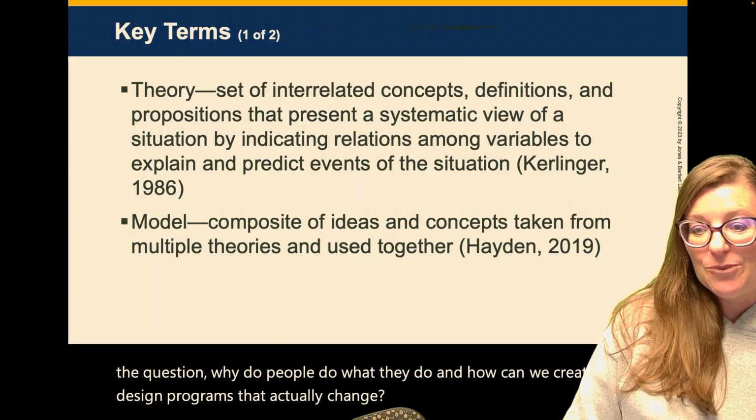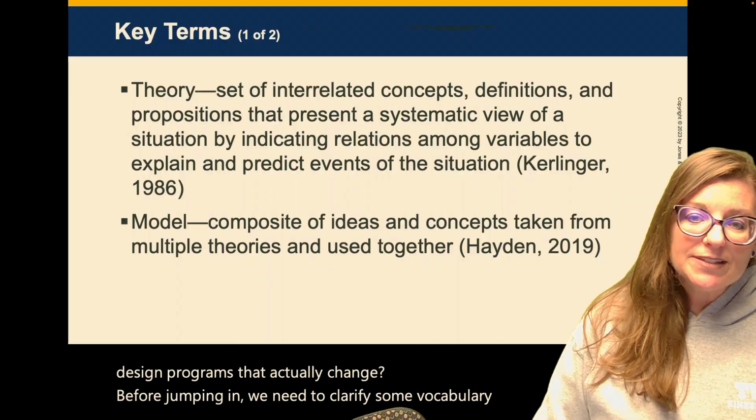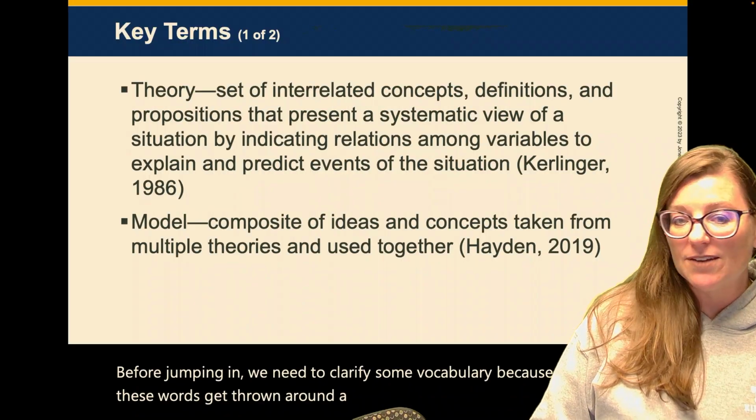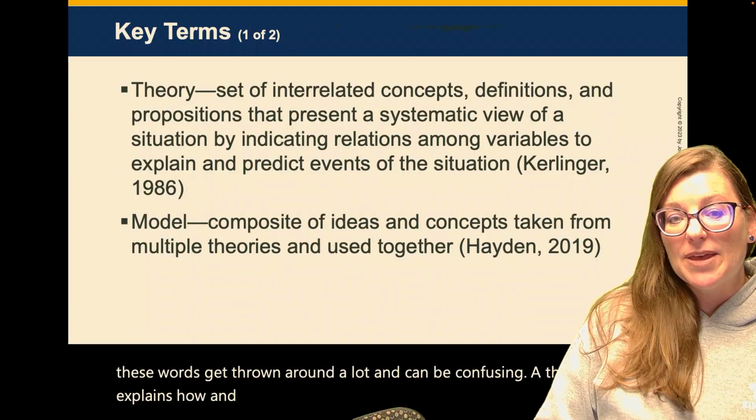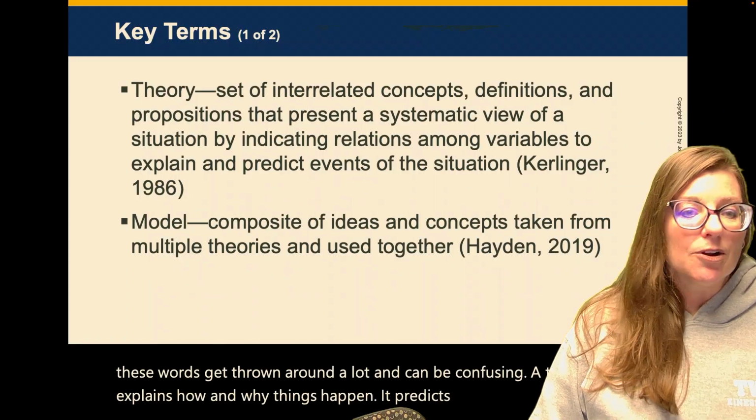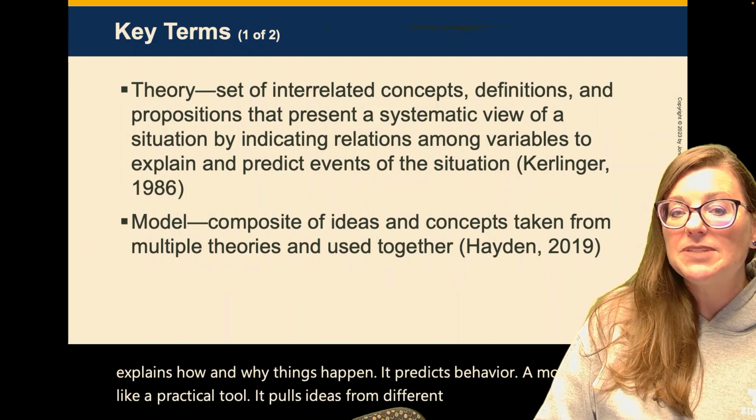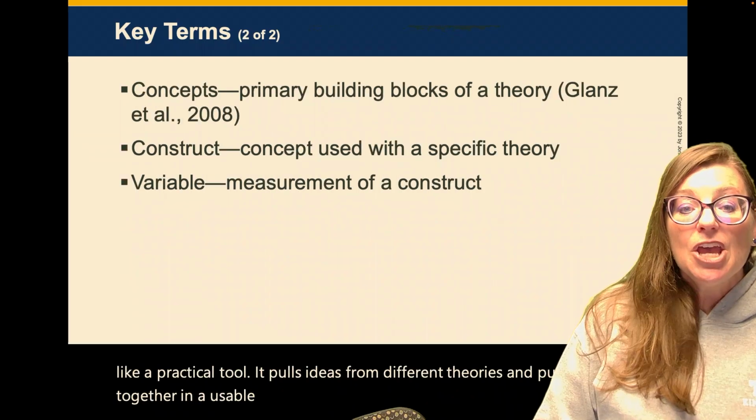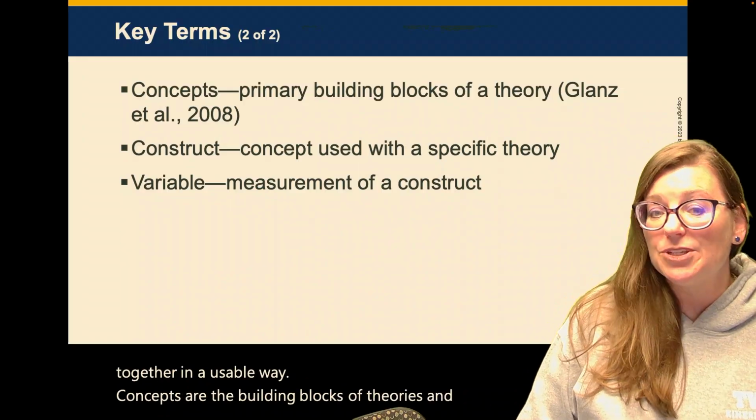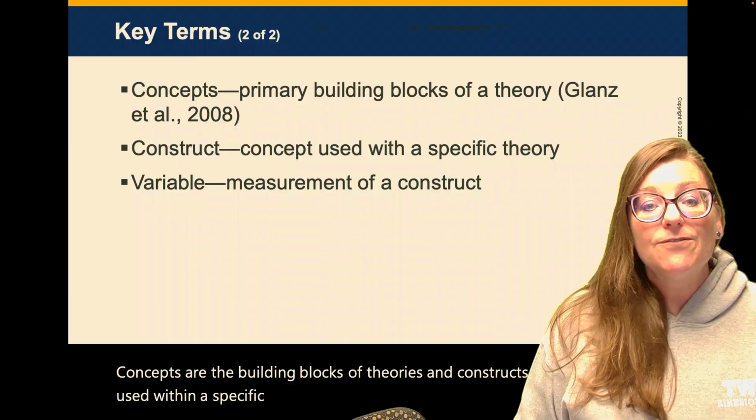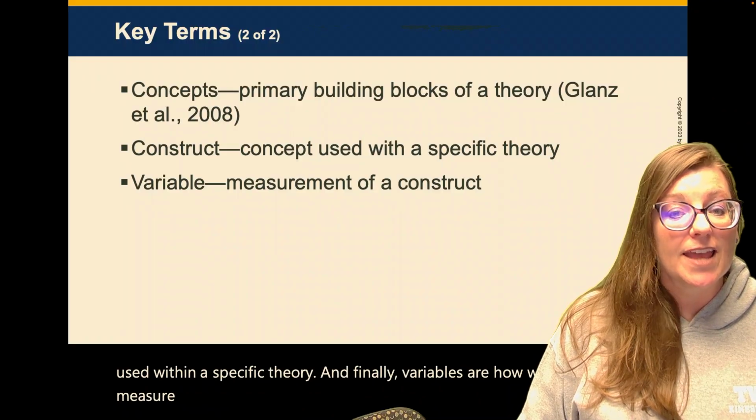Before jumping in, we need to clarify some vocabulary because most of these words get thrown around a lot and can be confusing. A theory explains how and why things happen. It predicts behavior. A model is more like a practical tool. It pulls ideas from different theories and puts them together in a usable way. Concepts are the building blocks of theories, and constructs are concepts used within a specific theory. And finally, variables are how we actually measure those constructs in the real world.